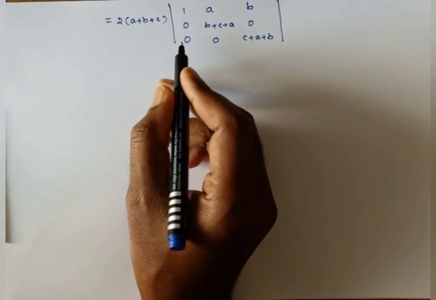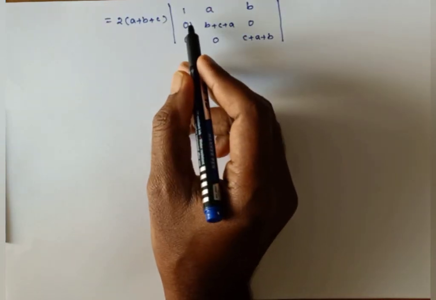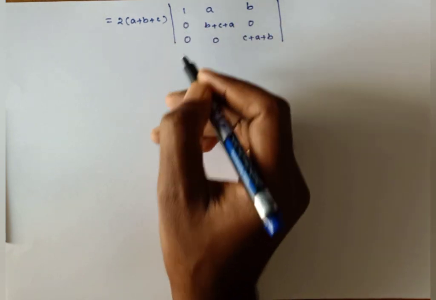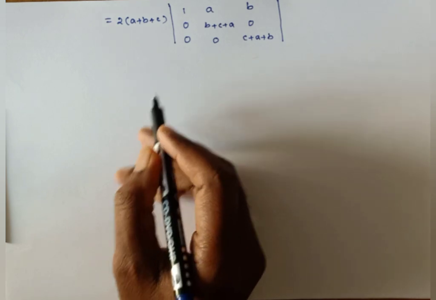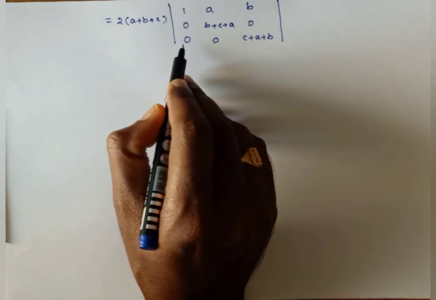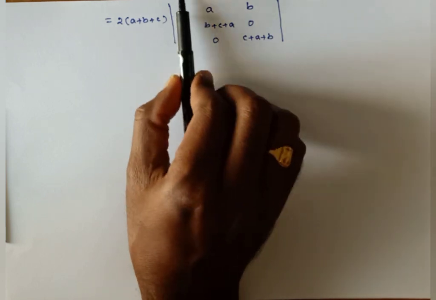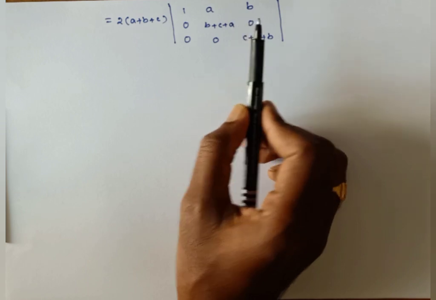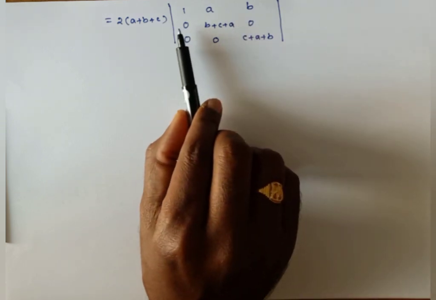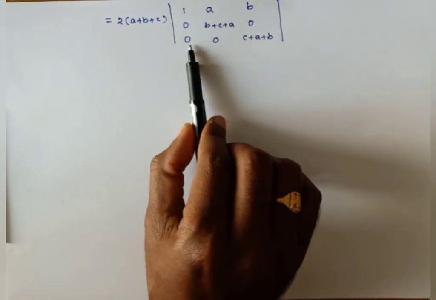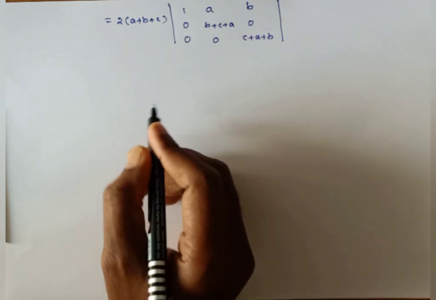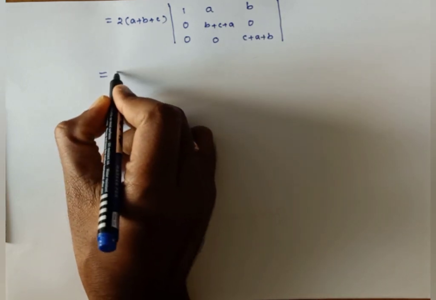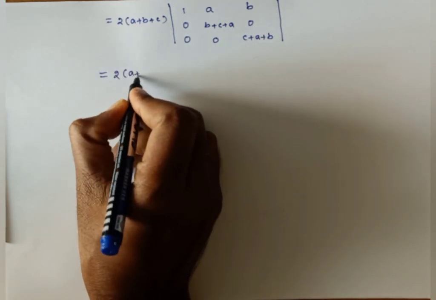So from this, we can evaluate the determinant of this matrix along the first column easily, since the first column contains 2 zeros. Along this column, we can expand: 1 into the cofactor of 1, so something will exist, and 0 into the cofactor of 0 is 0, and 0 into the cofactor of 0 is also 0. So here I am expanding along the first column, that is 2 times (A plus B plus C).